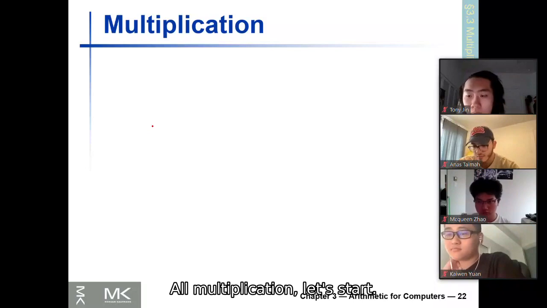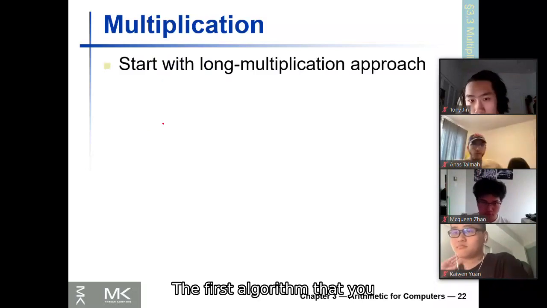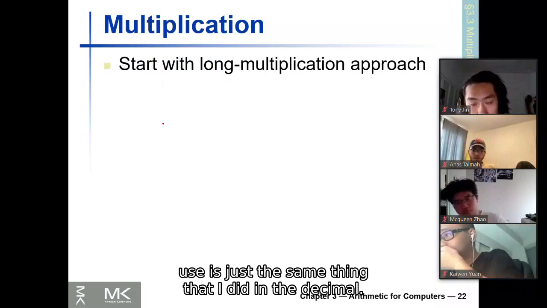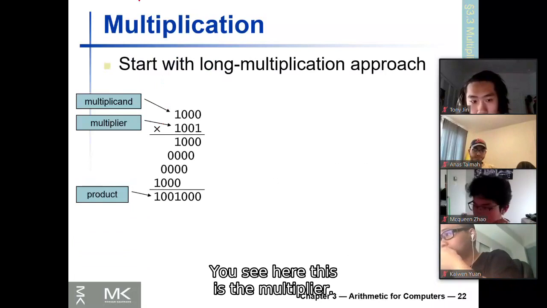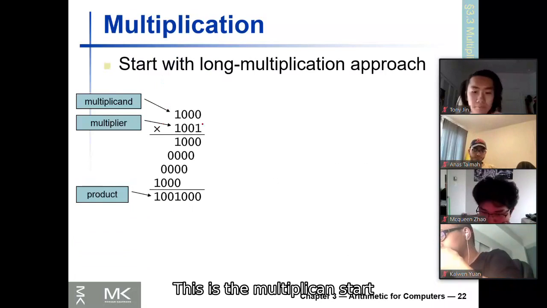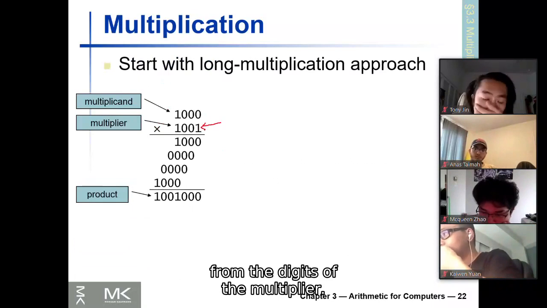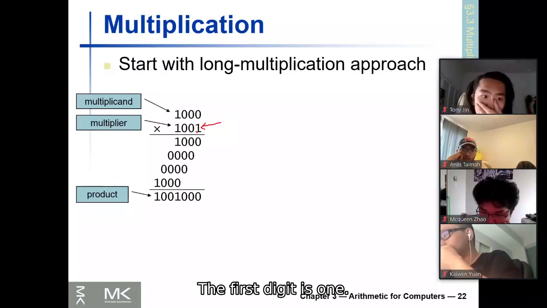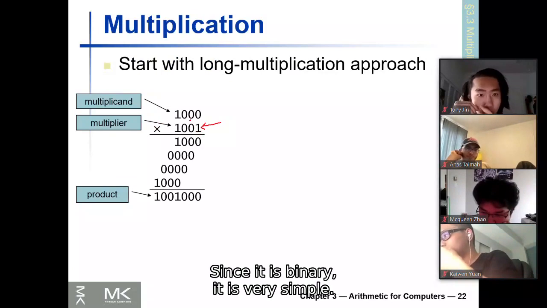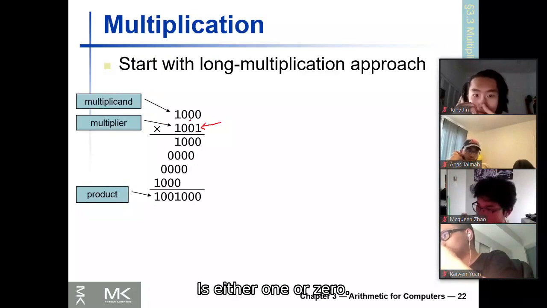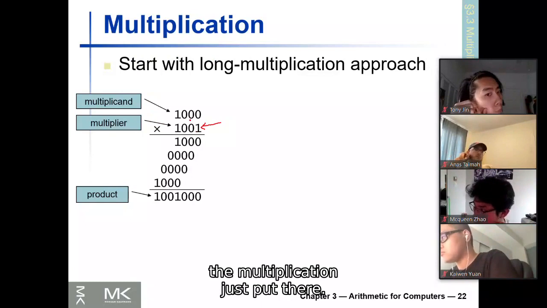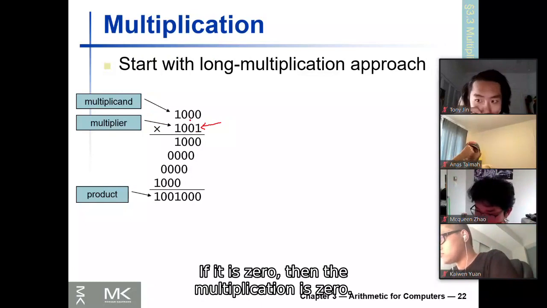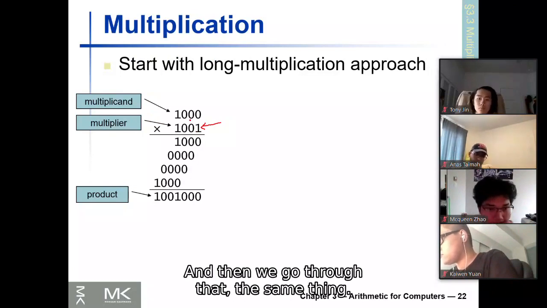So multiplication, let's go. The first algorithm that we use is the same thing that I did in decimal. We call it the line multiplication approach. You see here, this is the multiplier, this is the multiplicand. We start from the digits of the multiplier. The first digit is 1. Since it is binary, it is very simple. It is either 1 or 0. If it is 1, the multiplicand is just put there. If it is 0, then the multiplication is 0.